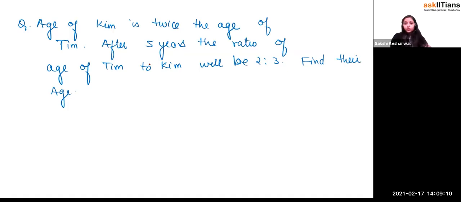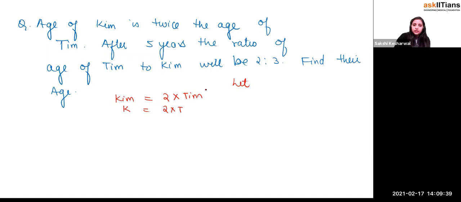So we say this over here that when we do the age after 5 years, it will be plus 5, right? So it says that the age of Kim is twice the age of Tim, right? So can I say that Kim is equal to 2 times Tim? Yes or no? This is the first thing we got, right? So I'll just write this as K is equal to 2 into T, right?